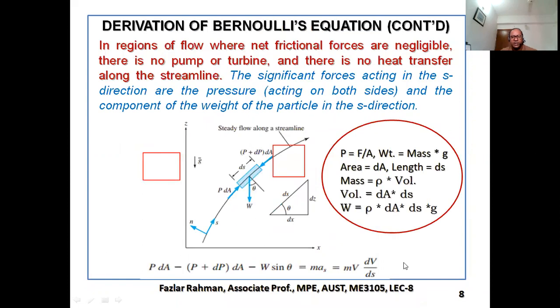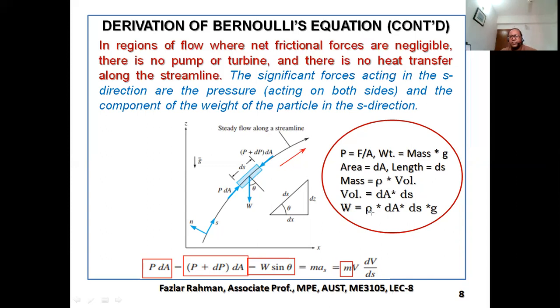Now, right over here, we'll apply Newton's second law. So how can we apply it? You take the summation of forces working along the streamline, in this direction. So at the bottom, P into dA, this is the force. So this is our first term. Then (P plus dP) into dA working downward, so minus this term. W sine theta working along this direction, downward. So minus W sine theta equals M into a_s. Now M remains like that. What is a_s? a_s equals v into dv by ds.